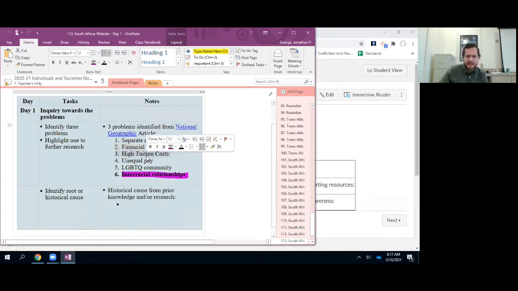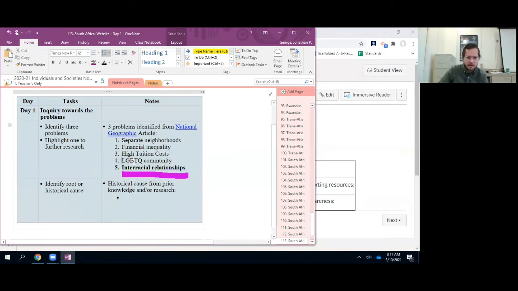One thing we noticed in the article is high tuition costs. When it comes to going to school and the opportunity of furthering someone's education, tuition costs can be too high, okay, for the citizens of South Africa, specifically the Black or non-white citizens in South Africa. And again, unequal pay, we could probably even combine that into this one here: financial inequality, unequal pay. All right, so I'm gonna actually delete that one there. Let's see if I can move that.